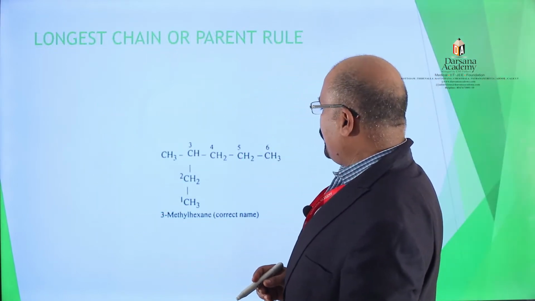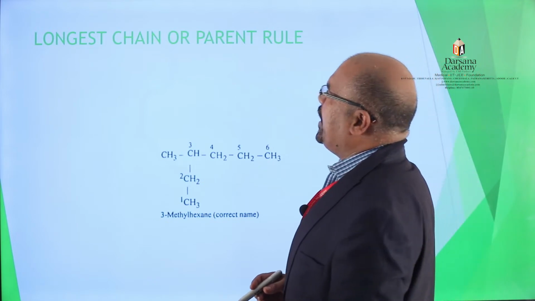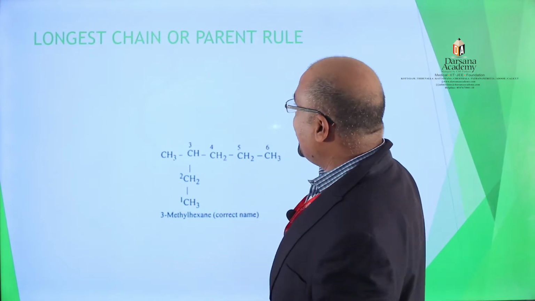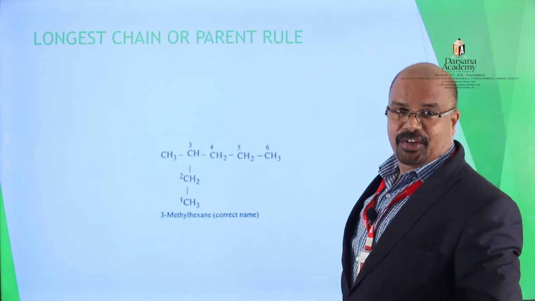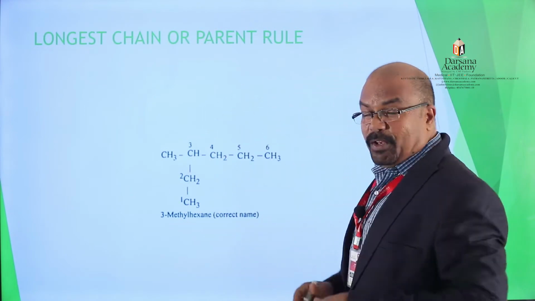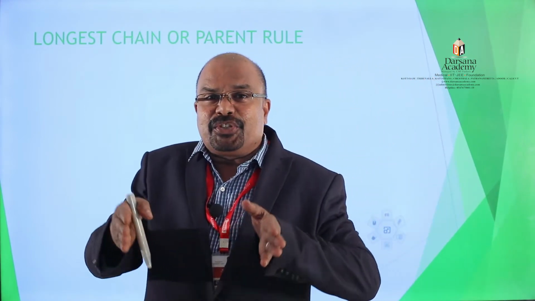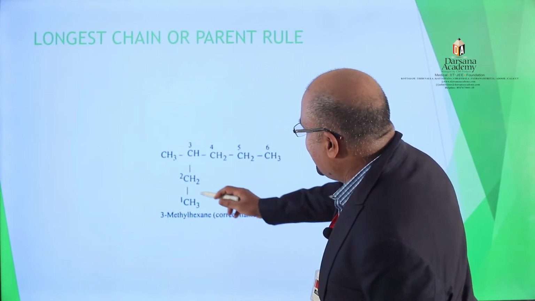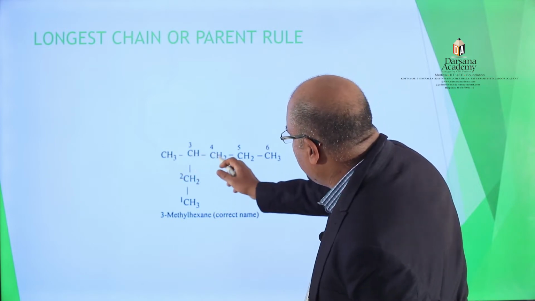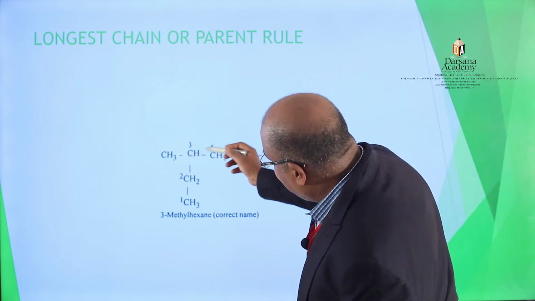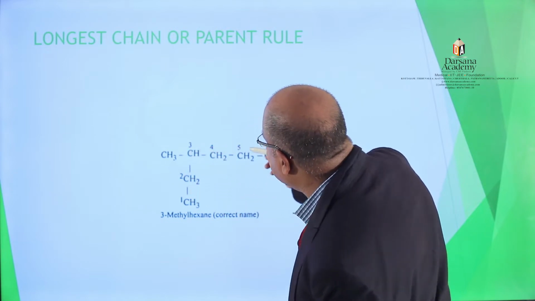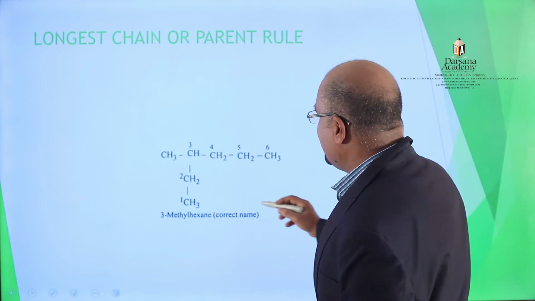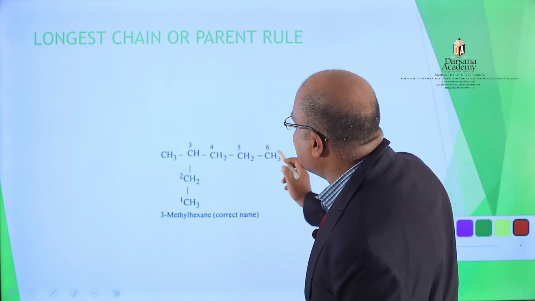Before naming a branched chain hydrocarbon, we have to find the longest chain, or the parent. The longest continuous chain is taken as the parent. For this compound, if we number from this side we get 1, 2, 3, 4, 5, 6. But if we consider from here, we get 1, 2, 3, 4, 5. So the longest chain is the 6 carbon chain.